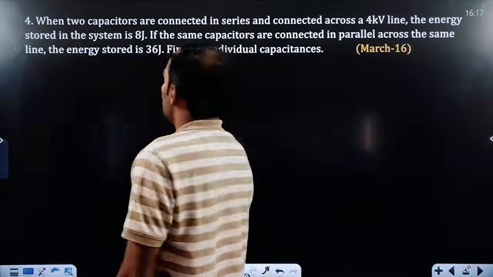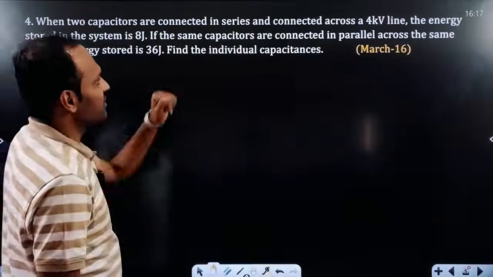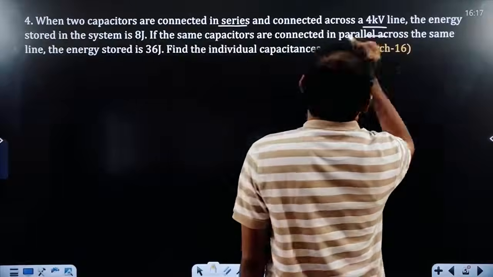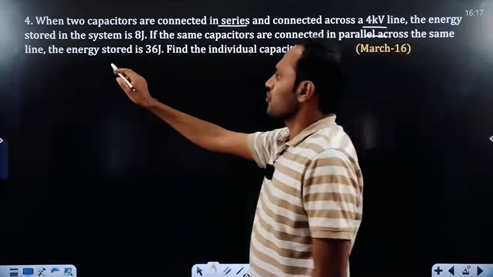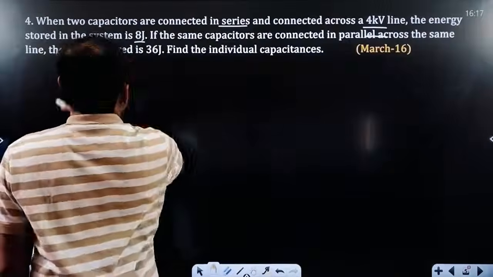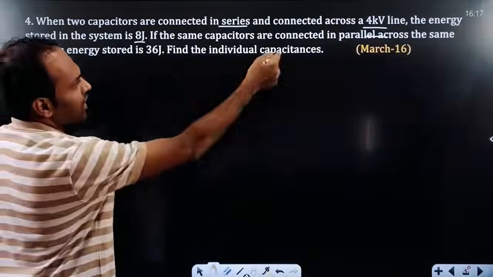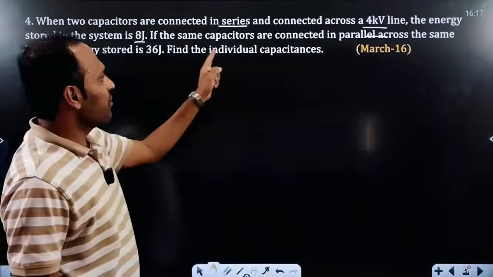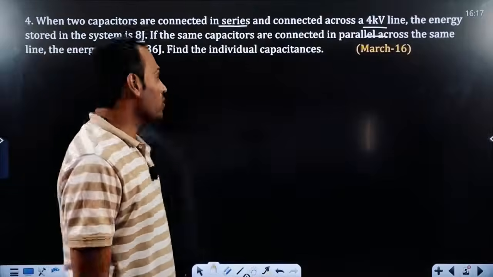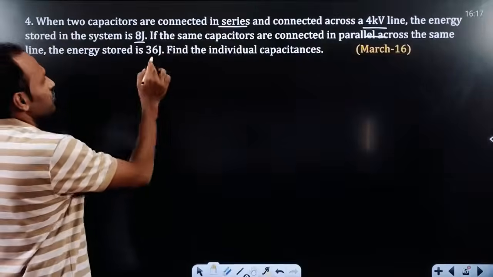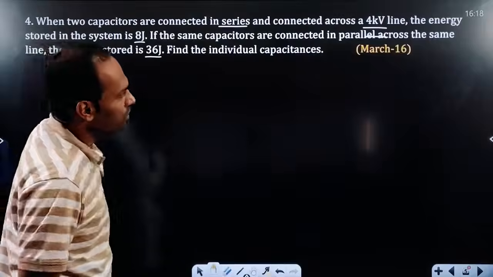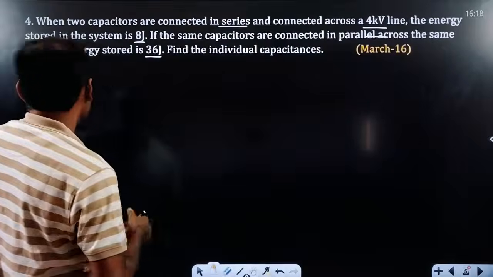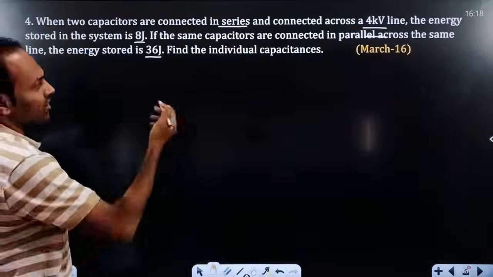The next question is, when two capacitors are connected in series across a 4 kilovolt line, the energy stored in the system is 8 joules. If the same capacitors are connected in parallel across the same line, the energy stored is 36 joules. Find the individual capacitances, that is, we have to calculate C1 and C2. It appeared in March 2016. One of the important types of questions on capacitors.